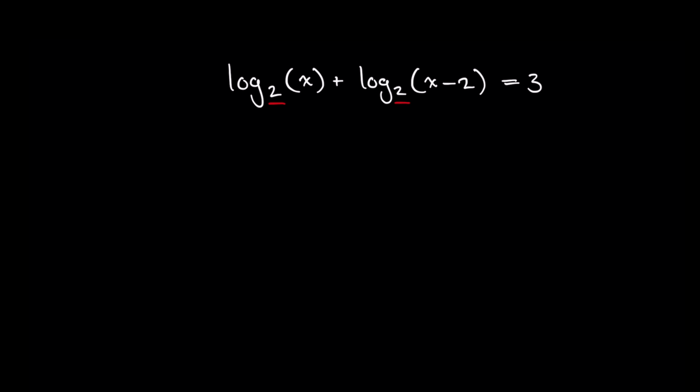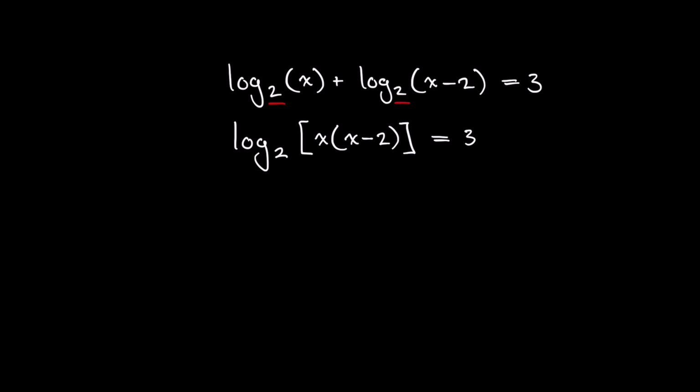Well, if you guessed the multiplicative identity, or rather its inverse, then you are correct. We can rewrite this entire thing as log base 2 of [x times (x minus 2)], which is equal to 3.